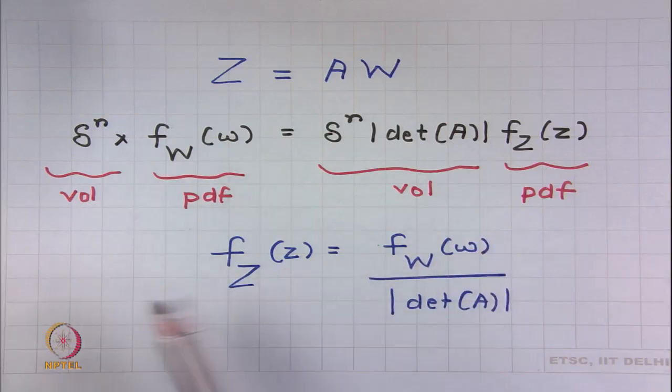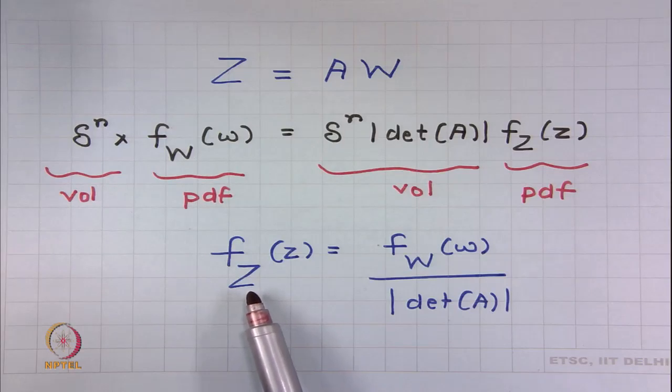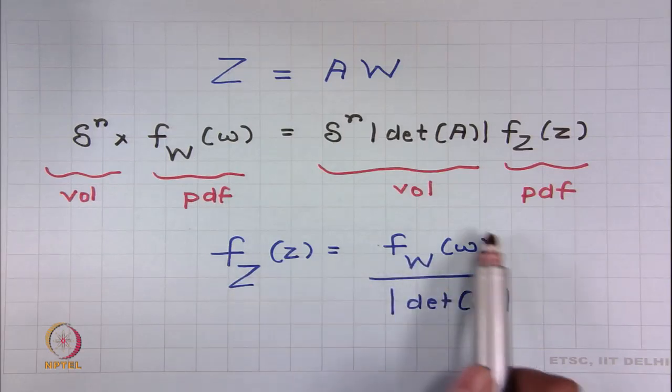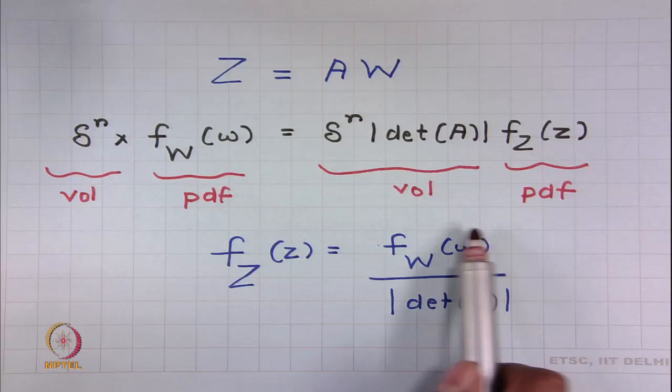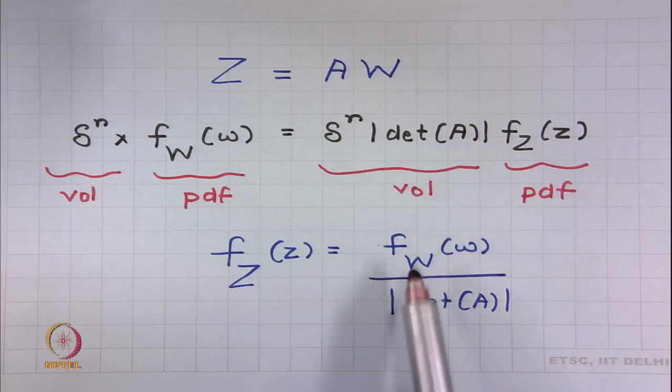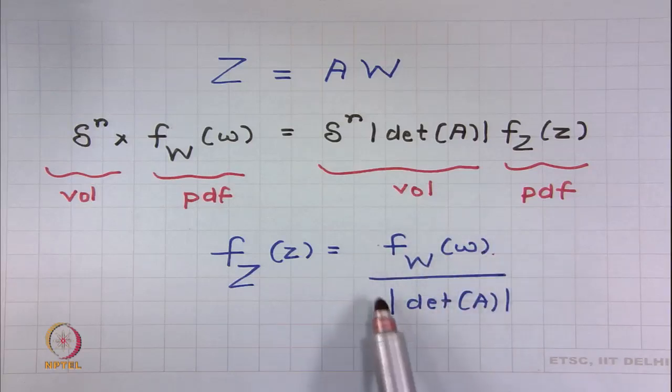And from this we derive that the probability density function of random vector Z can be obtained in terms of the probability density function of random vector W divided by the mod of the determinant of A.